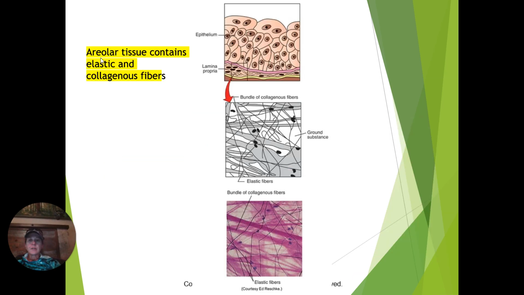So areolar tissue contains elastic and collagenous fibers, and so this little square here is the lower aspect.